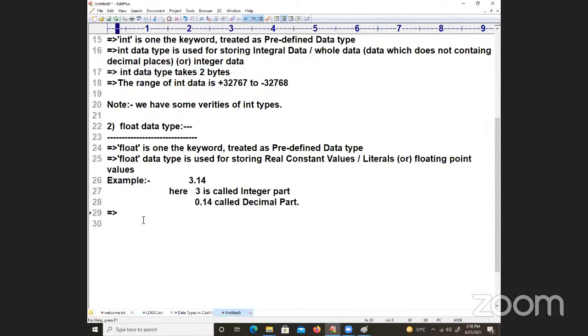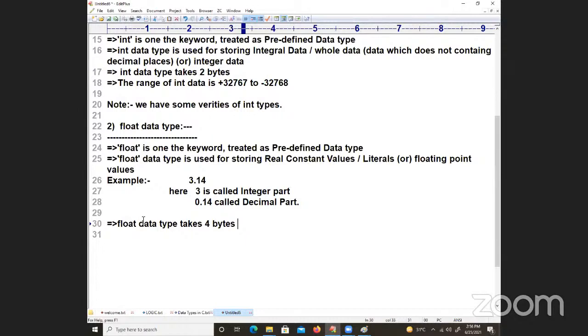Similarly, when you go for the float data type, it takes 4 bytes. How do you calculate the 4 bytes? Tell me. 4 bytes means 2 to the power of how much? Come on, 2 to the power of how much? 32. 2 to the power of 32 we will take.